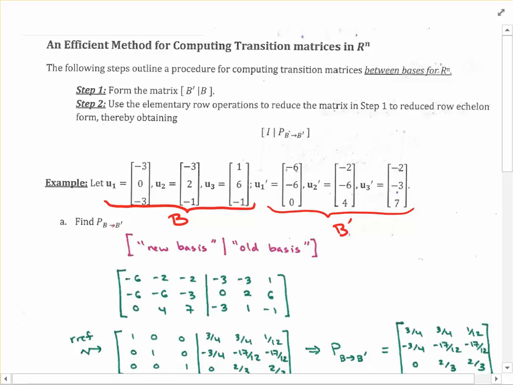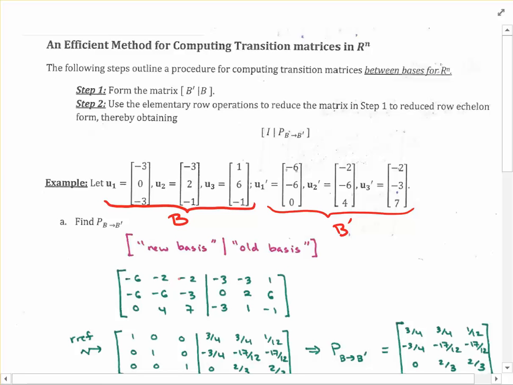If we want to go from the basis B to the basis B prime, let's imagine the basis B is like an old basis, and the basis B prime is like a new basis. So it kind of gets flip-flopped in here, but on the left you want the vectors from the new basis, and on the right you want the vectors from the old basis. Now when we reduce this so that we get the identity on the left-hand side, those steps that help us to turn the new basis vectors into the identity will be applied to these basis vectors, thereby giving us the necessary transition matrix entries.